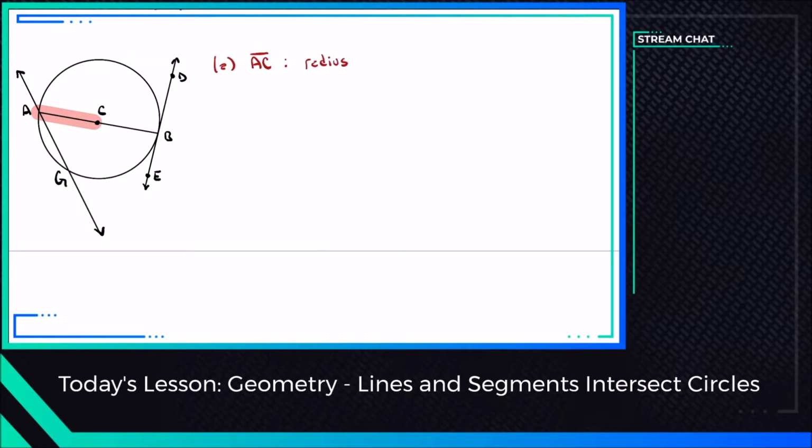Next, why don't we take a look at the segment AB. Once again, we'll go ahead and look where AB is. So here is A, it goes out to B. So that segment would be the diameter. It goes from edge to edge, but also goes through that center point there.